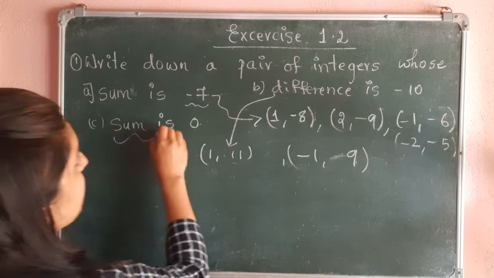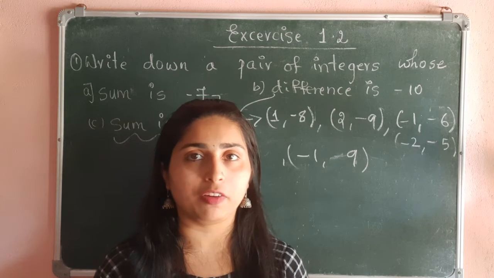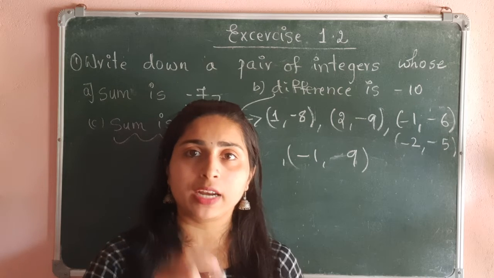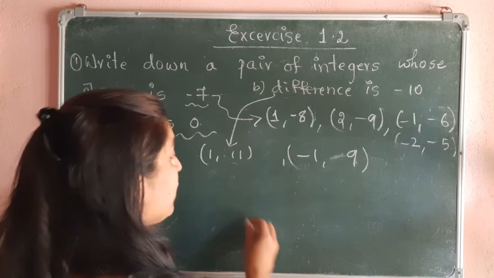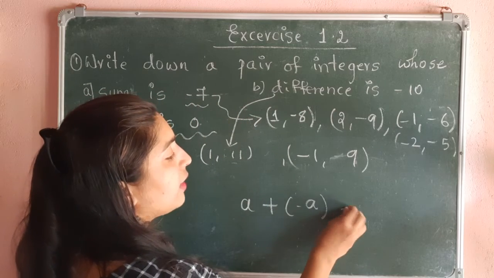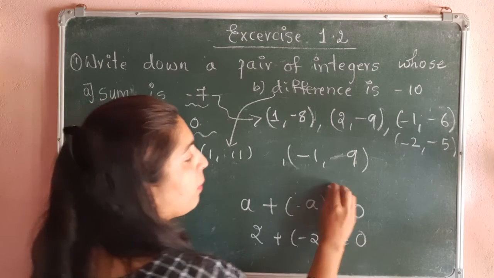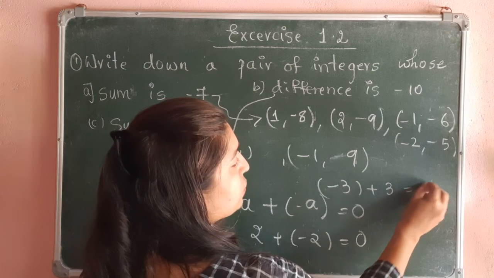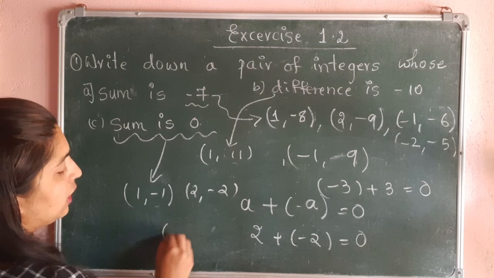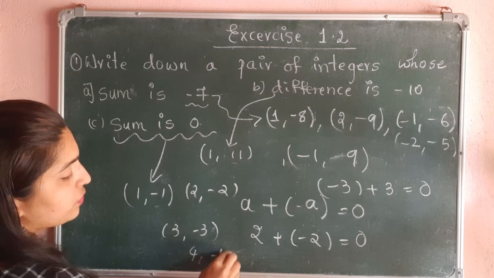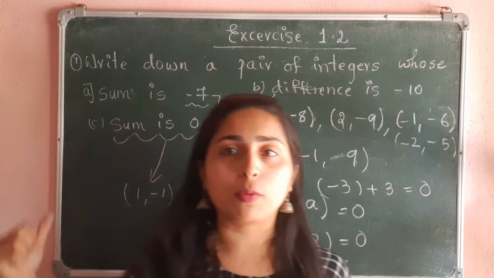Next is sum is 0. In one of my lectures, I have told about the additive inverse, and I have also told that if a number is added with its additive inverse, that will give the result as 0. That means a plus minus a gives you 0. So 2 plus minus 2 gives you 0. Minus 3 plus 3 gives you 0. So here you can write 1, minus 1; 2, minus 2; 3, minus 3; 4, minus 4 and so on. This is all about question 1.